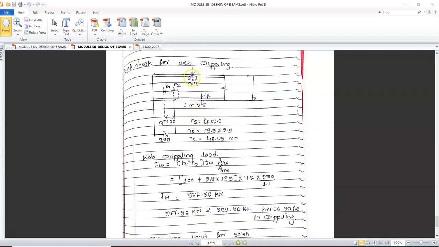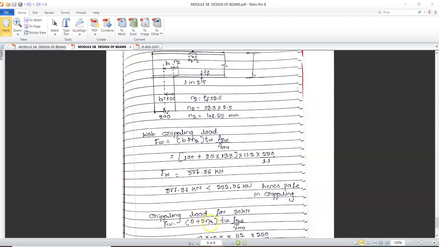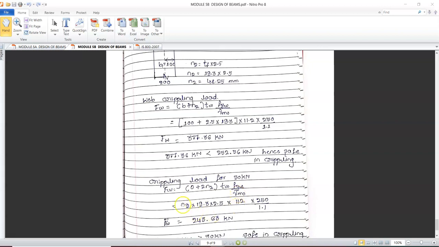So yeah, this bearing width is 0 mm, since this is acting as a point load and dispersion is taken on both the sides. That is why 2 into N2, and the rest all things will remain the same: TW into FYW divided by gamma M naught. That is 0 as it is.